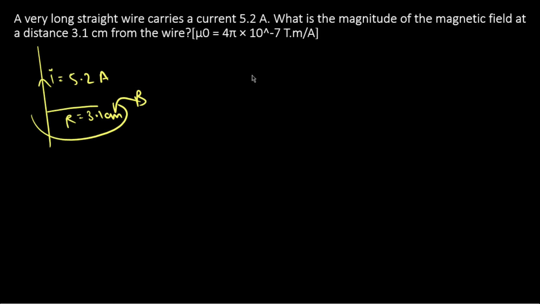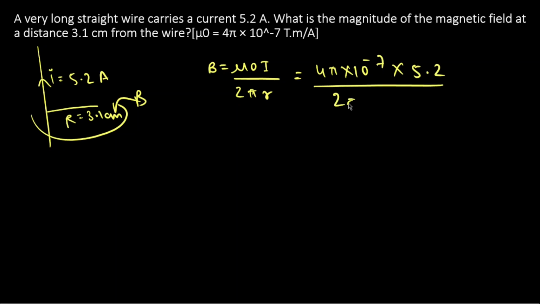So we know B is given to us as B equal to mu naught I upon 2 pi r. So 4 pi into 10 raised to minus 7 into current 5.2 ampere divided by 2 pi into r, which is 3.1 centimeter, that is 3.1 into 10 raised to minus 2 meters. So solving this we get B to be 3.35 into 10 raised to minus 5 Tesla.